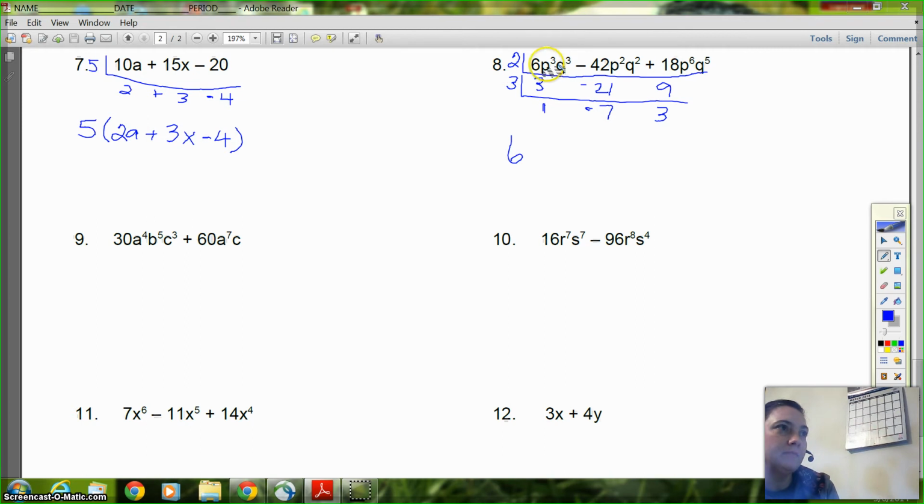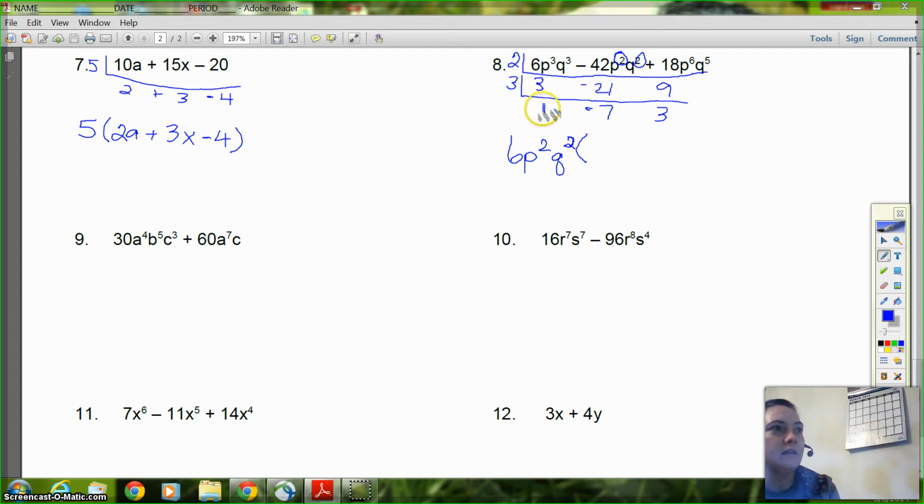Then I'm going to look at my p's. I have p to the third, p to the second, p to the sixth. So p to the second is the smallest exponent they have in common. Then I'm going to look at q to the third, q to the second, q to the fifth, and q to the second is the smallest exponent. So they all have at least a 6, a p squared, and a q squared in common.